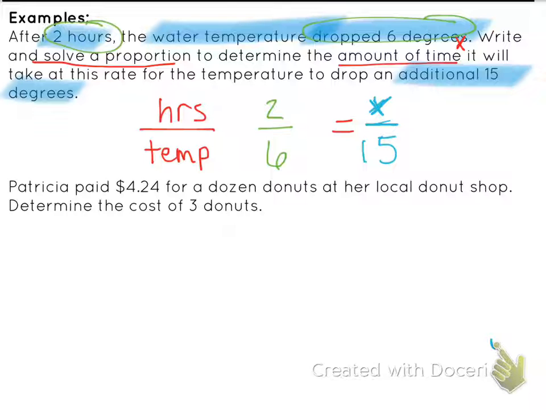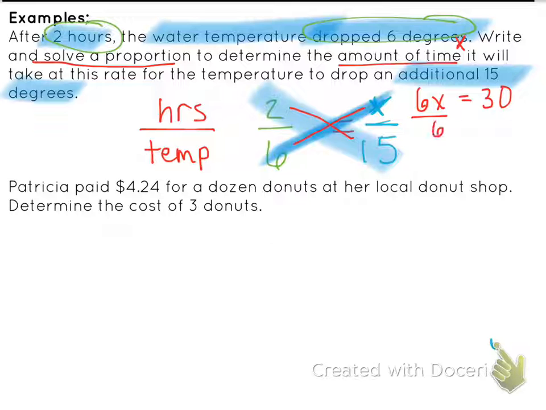So in order to solve this, I cross multiply. I get 6x, 6 times x, equals 2 times 15, which is 30. So now we have a one-step equation. We divide by 6, and we get x equals 5. So it's going to take 5 more hours to drop 15 degrees.